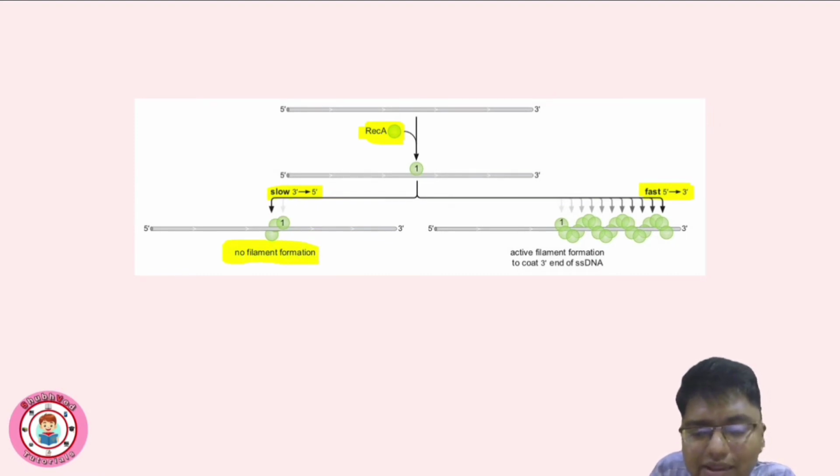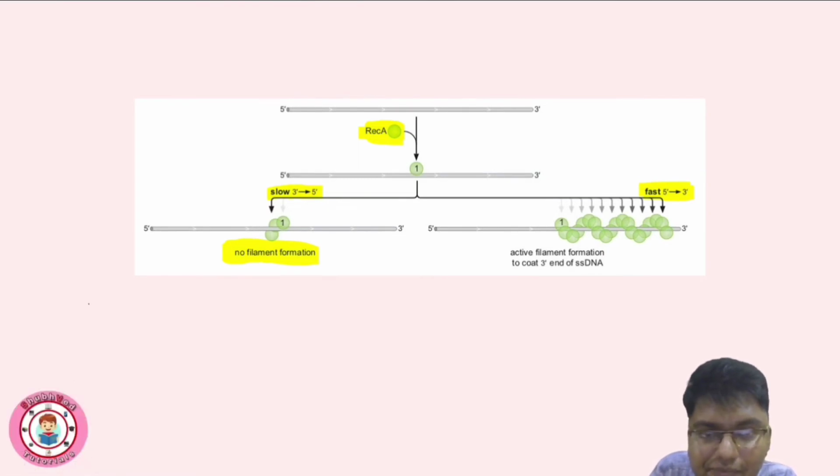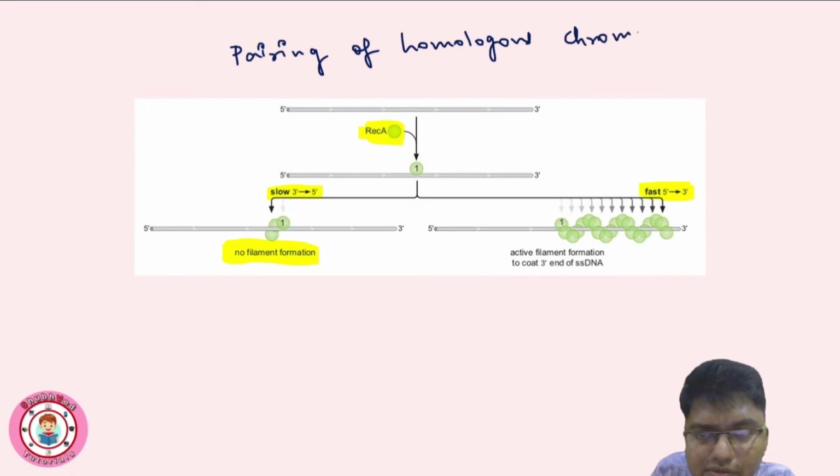So why is this RecA protein there? Basically for strand invasion, right? RecA is a strand invasion protein. It also helps in pairing of homologous DNA, homologous chromosomes, as well as strand invasion.